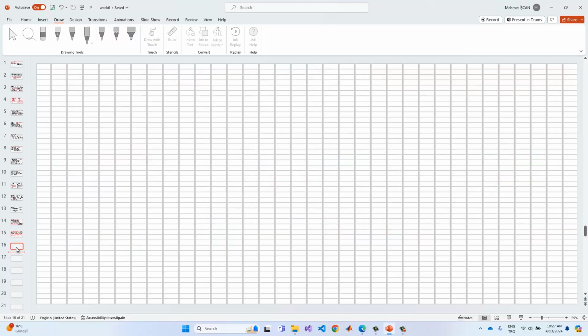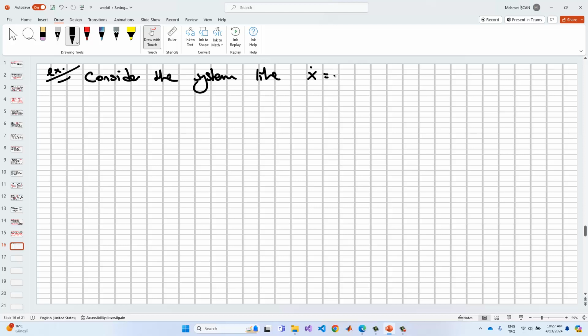So how can we write an example about that? Firstly, just consider that we have the example here. Consider the system x dot equals minus a times x plus b u, with a greater than 0. In order to analyze this system, we first need to take the Laplace transformation.